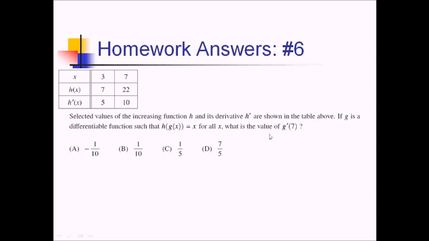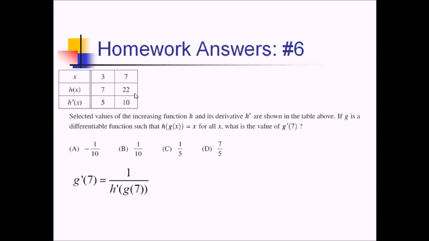Since we're trying to take the derivative of an inverse, we need the inverse derivative formula. So we can say that g prime of 7 is going to equal 1 over h prime of g of 7. And if we write this formula out now, we just have to go to the table to figure out these values. G of 7, that's going to be the x value I have to plug into h to get an output of 7.